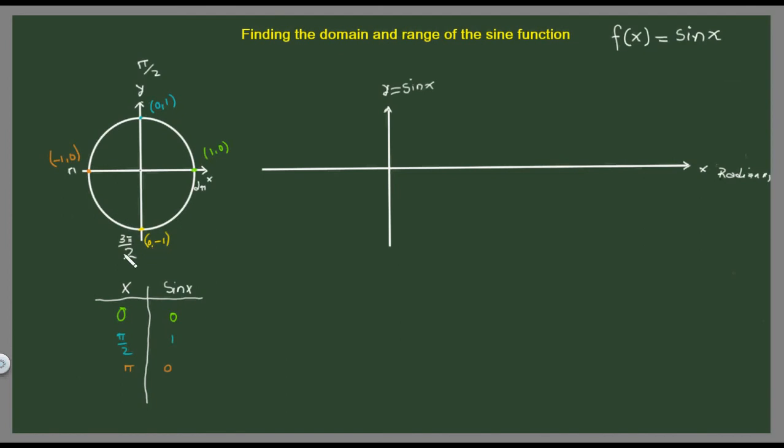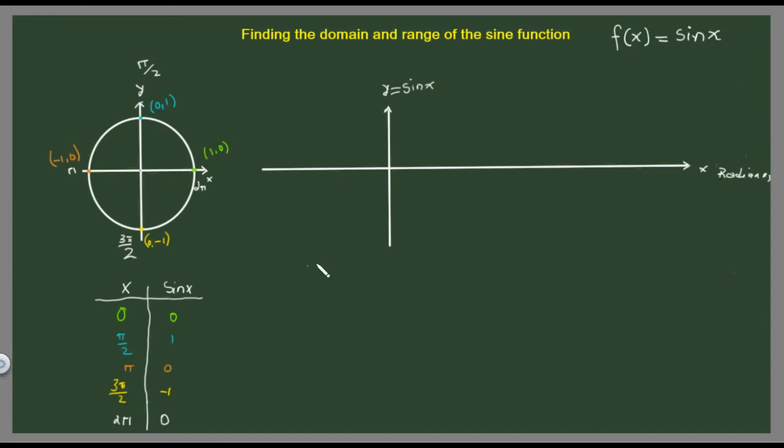Let us take another, 3 pi over 2. 3 pi over 2 is the yellow one. At this very point, the y value, which is on the sine or y-axis, is -1. We can continue to 2 pi, for example, and complete the whole circle. It means we come back to the point we started at, so it's going to be 0 again.